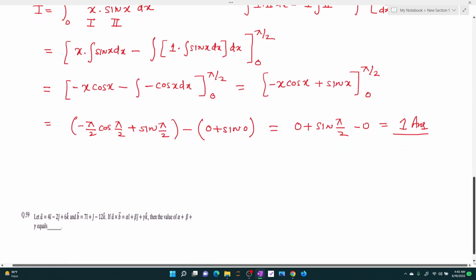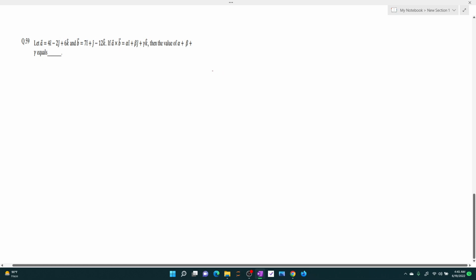Okay, so let's move to the next question, which is the last question of the IIT JAM 2019 biotechnology question paper. So here we have a vector A and we have a vector B, and their cross product is given to us, right? So let's find out the cross product of vector A into vector B. Let's use the formula. We have i cap, j cap, and k cap. And the values are here 4 and 7. So for j cap, it's minus 2, say vector A, so it's simply 6. And here we have 1, and here we have minus 12, right?